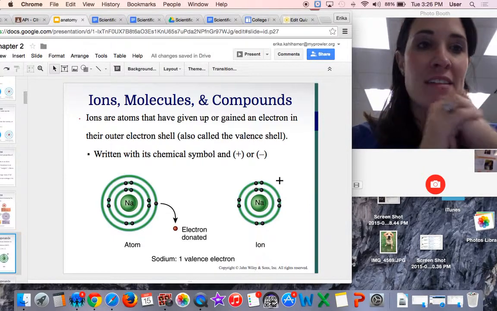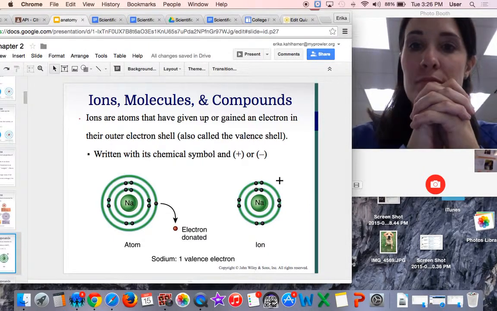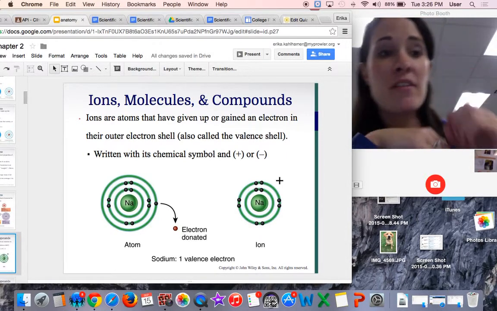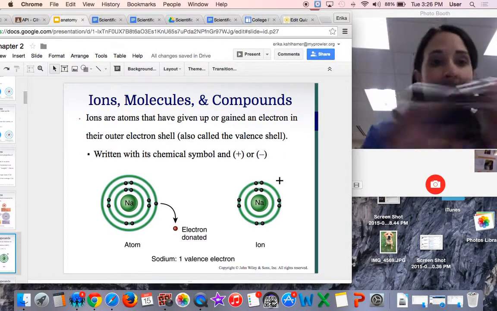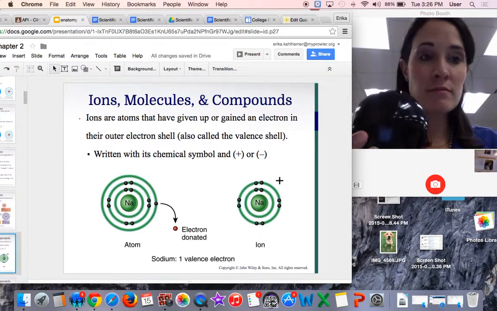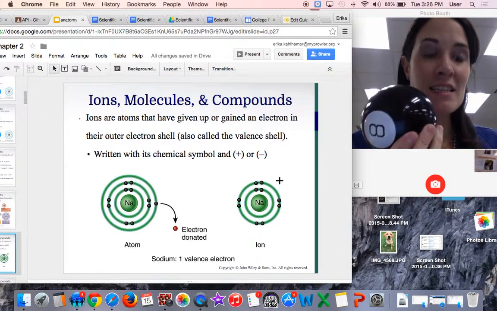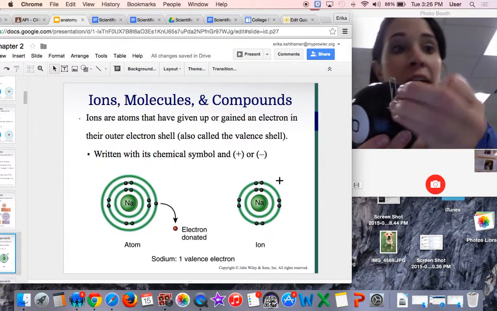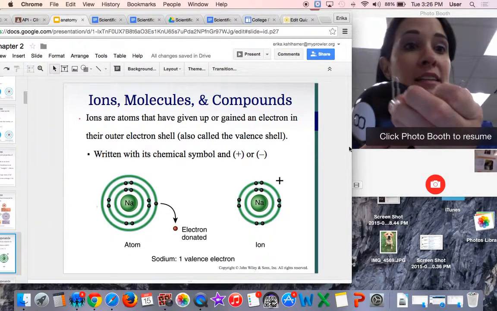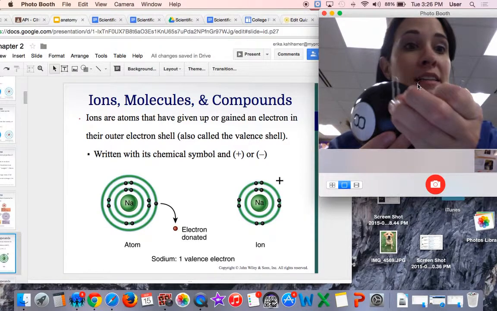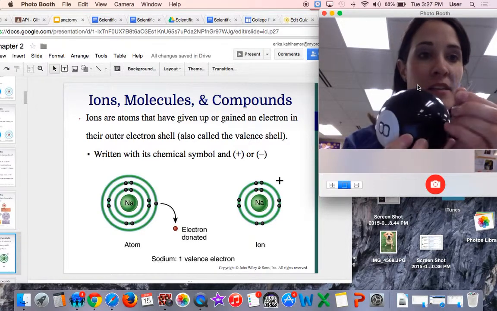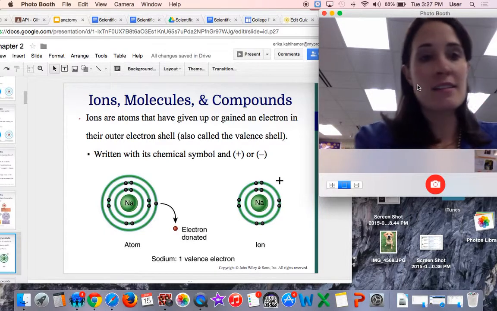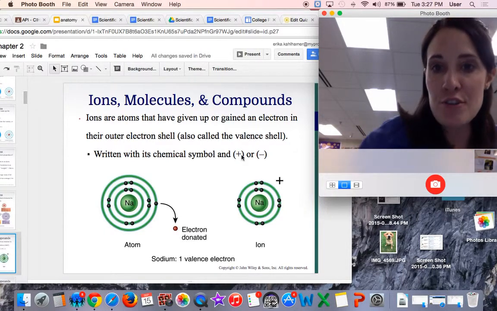Ions, on the other hand, have a charge. Ions are atoms that have either kicked out an electron and thus become positively charged, or gained an electron, so now it has 2, to become negatively charged. Those are ions. Ions are electrically charged.